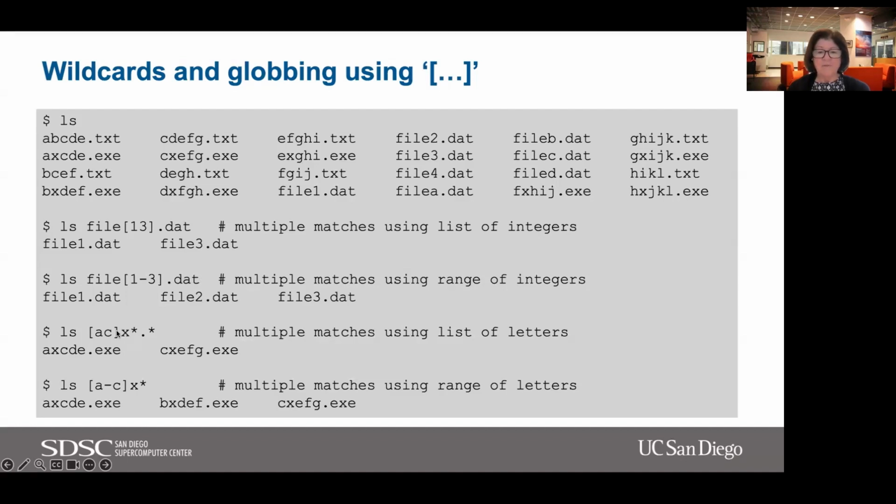And then multiple matches using AC X star dot star. So it has A and C, and then D E X E and C X E F G. So we've got C in here. So it's like an or, A or C, with an X in the name as well. So you can get all kinds of matches on these.